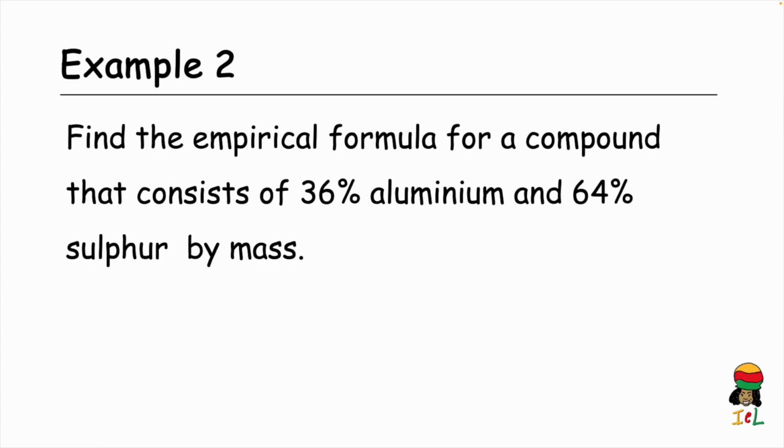Example 2. Find the empirical formula for a compound that consists of 36% aluminium and 64% sulfur by mass. Once again, ensure that the percentage composition by mass equals 100% before we proceed with our calculations. In this case, 36% plus 64% is 100%. Therefore, we are good to proceed with our calculations.